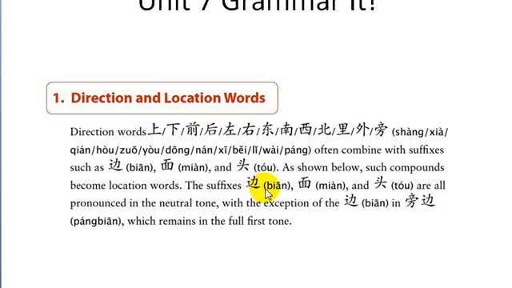And the note here is that this bian, mian, and tou, they all become neutral when they come after one of these, with one exception, and that is bian in pang bian, which keeps the first tone. But otherwise, when any of these appear after one of these, one of these three become neutral. So let's take a look.